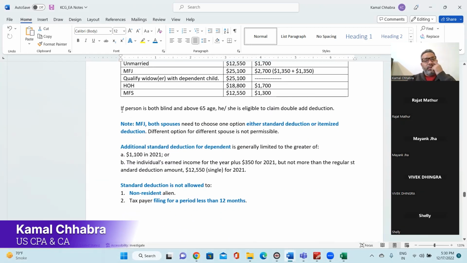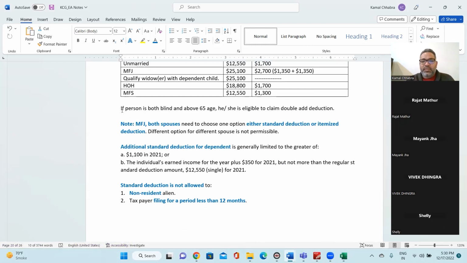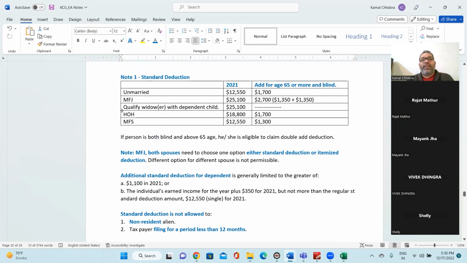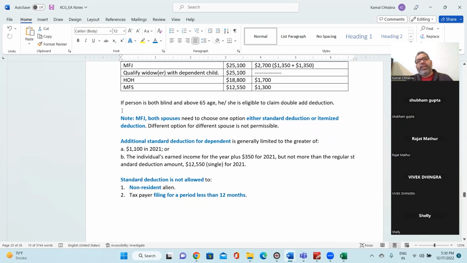Good. So if both persons are blind and above 65 years of age, then they are both eligible to claim the blind deduction as well as the 65-year age deduction. For example, married filing jointly, if they are both more than 65, it will be 5,400? Yes, absolutely true. And look at the note here. Married filing jointly, both spouses need to choose one option, either standard deduction or itemized deduction, which we have discussed above as well. A different option for each spouse is not permissible.